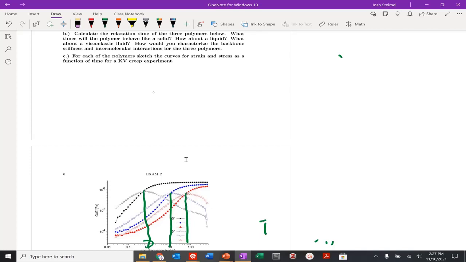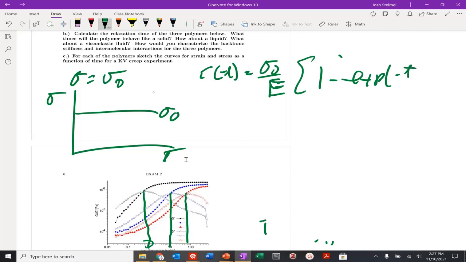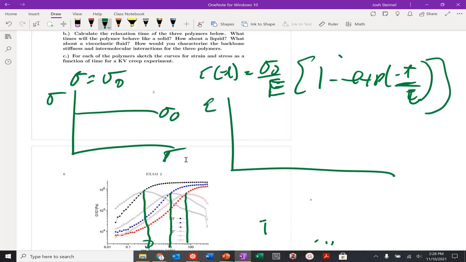So for the Kelvin-Voigt model, I know for a creep experiment, I am applying a constant stress. So luckily, we know that this plot is going to look the same for all the materials. So constant stress, sigma naught, and then I measure my strain, which is going to be equal to sigma naught over E times 1 minus exp minus T over tau. So I know in general the curve should have a shape as follows.